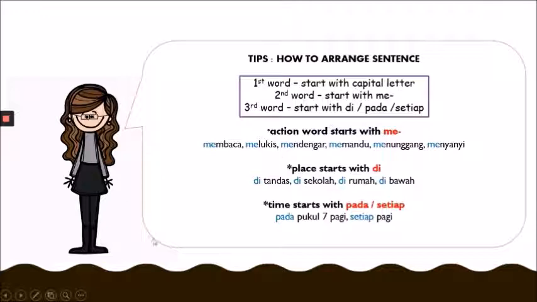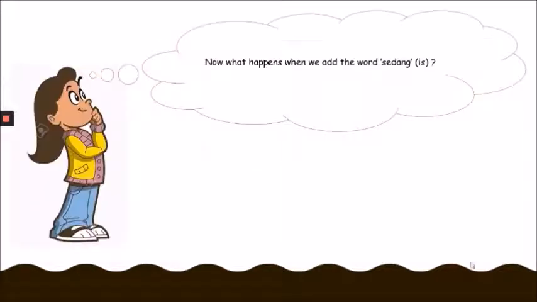Okay. All right. So I will continue with the next slide, and then we'll get used to how things work. So now this girl here, what is she thinking about? Okay, she's thinking, now what happens when we add the word sedang? Sedang means is. And where do we put this sedang? All right, we're going to look at the next slide and we're going to know where we should put the word sedang, which also means is. Okay, let's look at the next slide.